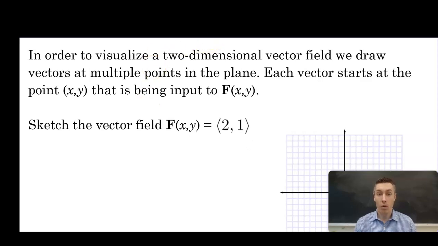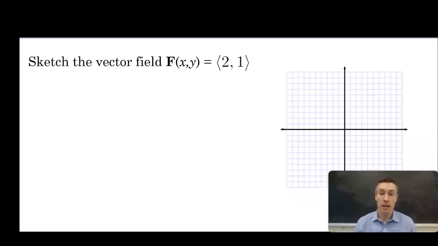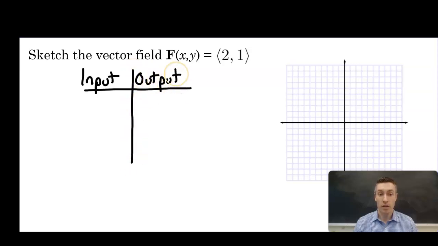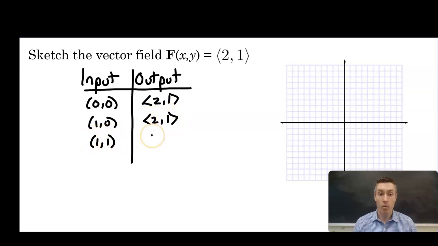Right? So let's go through that process to make a little more sense of it. If we wanted to make a table just to really emphasize the idea of the inputs and the outputs here, our inputs are points. So let's say we input (0, 0). In this particular vector field, the output is ⟨2, 1⟩. If we input (1, 0), the output would be ⟨2, 1⟩. Input, let's say, (1, 1), the output would be ⟨2, 1⟩. So in this constant vector field, the output will always be the vector ⟨2, 1⟩.